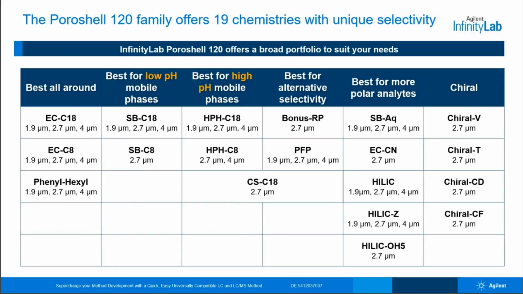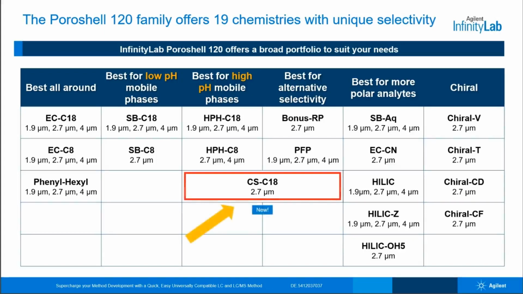Here are the 19 chemistries currently available on Poroshell 120 particles, all of which are available on the flexible 2.7 particle size. There are general purpose columns, low and high pH phases, chemistries designed for alternative selectivity, phases for polar compounds including HILIC, and also chemistries intended for chiral separations. This can be a little overwhelming to look at, so I want to highlight one particularly flexible phase.